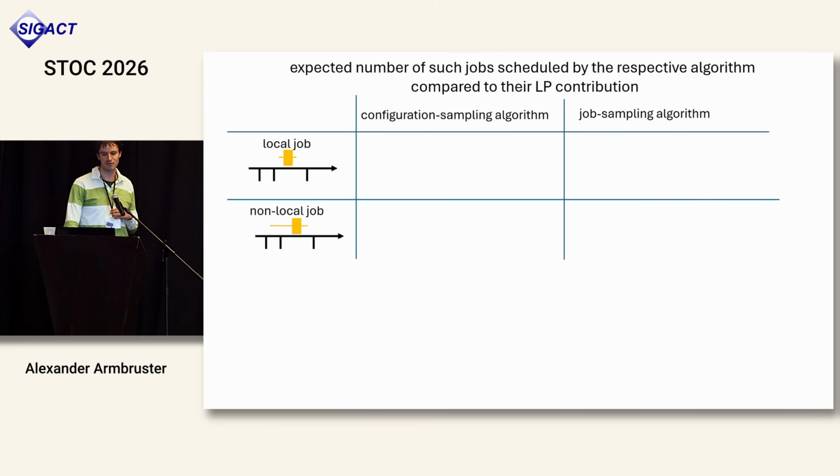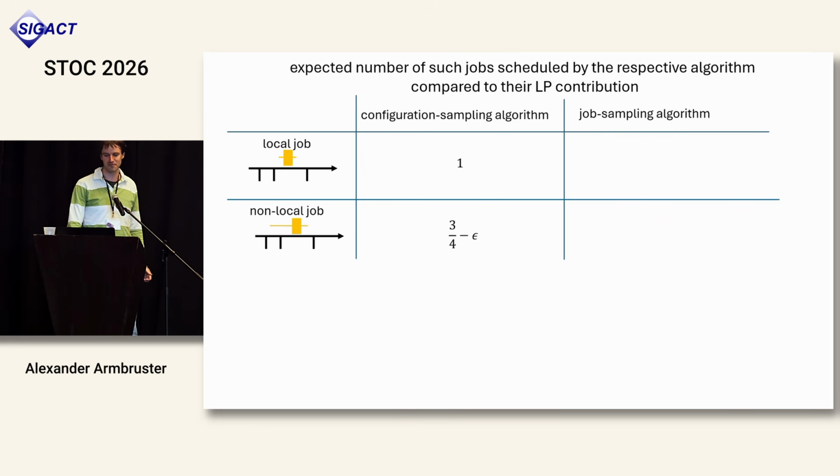For the configuration sampling algorithm we had at the beginning, if you have non-local jobs, you just get the approximation ratio. But if you have local jobs, the algorithm is actually better, because the issue with this algorithm is that you sample a job multiple times and then it doesn't really fit anymore. But for local jobs, this can't happen. You can't sample it multiple times because there's only one block where you can sample it. So if you only have local jobs, this configuration sampling idea would give you a 1 approximation.